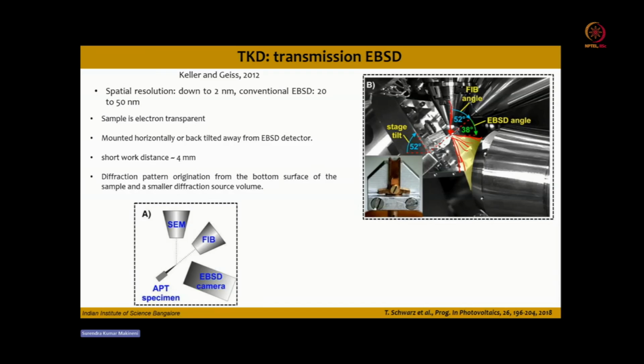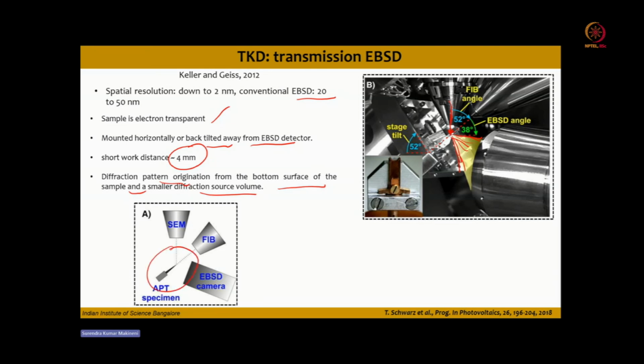So that's why it is called a transmission EBSD. Here the spatial resolution is very high, down to 2 nanometers. Conventional EBSD is 20 nanometers. The sample is electron transparent here, and these are mounted horizontally and back tilted away from the EBSD detector, with a very short working distance of 4 mm. So here the diffraction patterns originate from the bottom surface of the sample, with a smaller diffraction source volume.